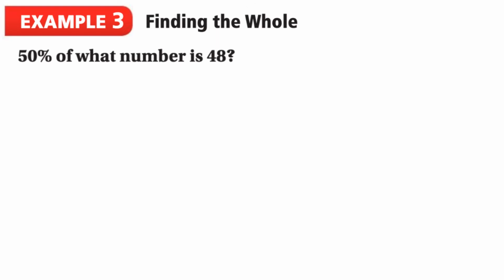So here in our third example, we are going to be going kind of backwards. So instead of finding the amount, we're going to find the whole. So in this question, we have 50% of what number is 48. So essentially, we have 50% times some number is equal to 48.